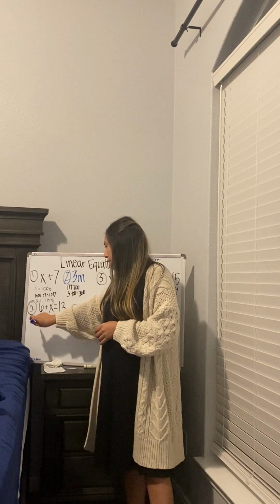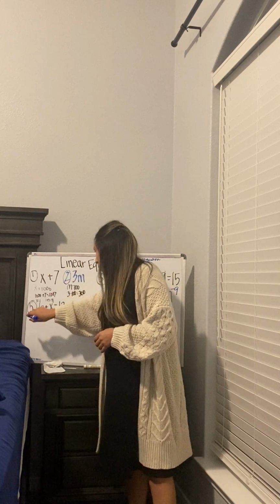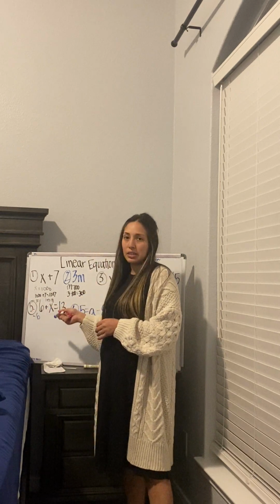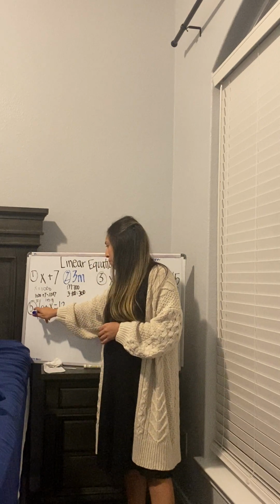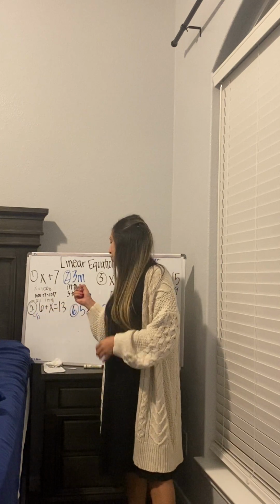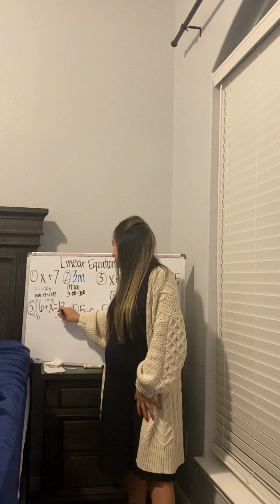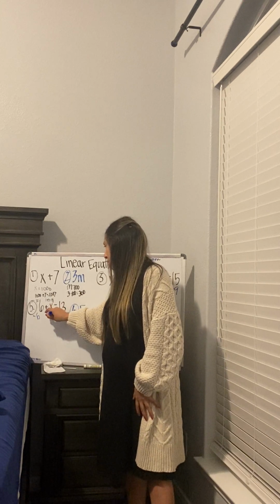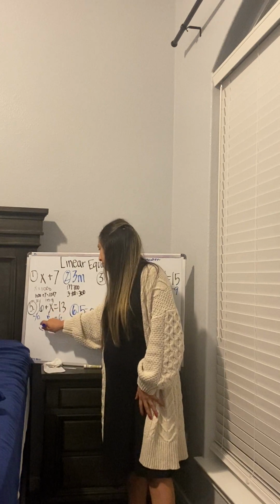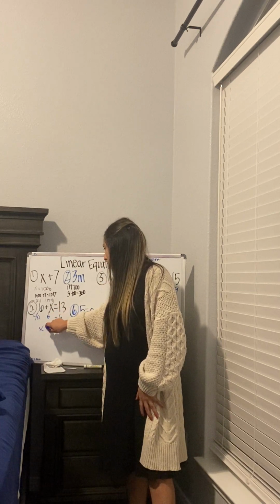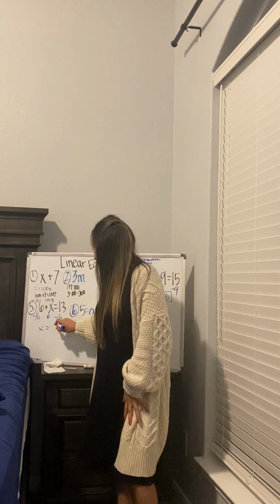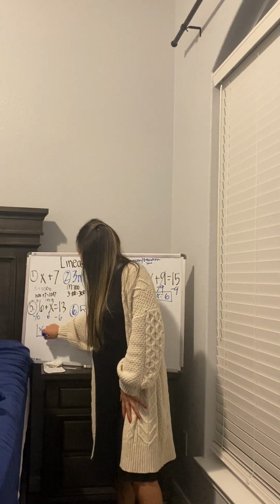You can subtract 6 because we want x by itself. So we're going to subtract this 6 from this side, and then we have to do the same to this side. This is going to cancel. We're going to bring down the x, and 13 minus 6 is what? Very good. X equals 7.